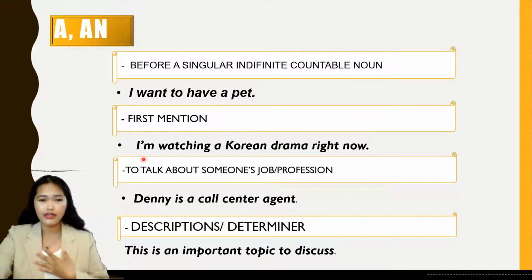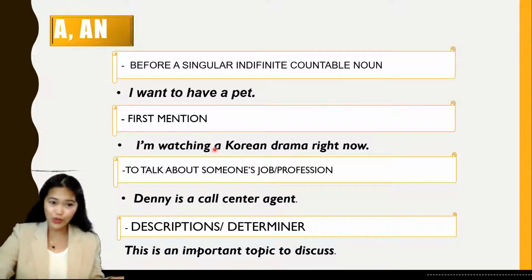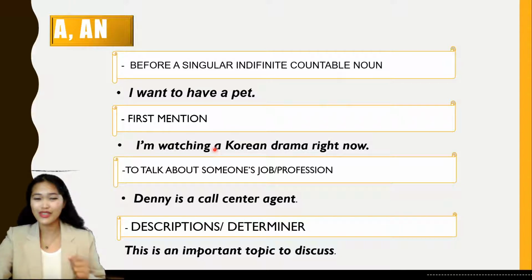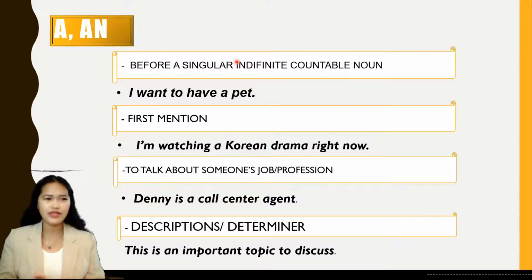Another example here is, I'm watching a Korean drama right now. This is the first time I mentioned watching a Korean drama. Again, this is the first time I mention it, and of course I'm just watching one Korean drama, because right now you cannot watch two movies or two TV series at the same time. So you are watching a Korean drama, and that is indefinite. Because of so many Korean dramas, we are not particular about which Korean drama I am watching right now.